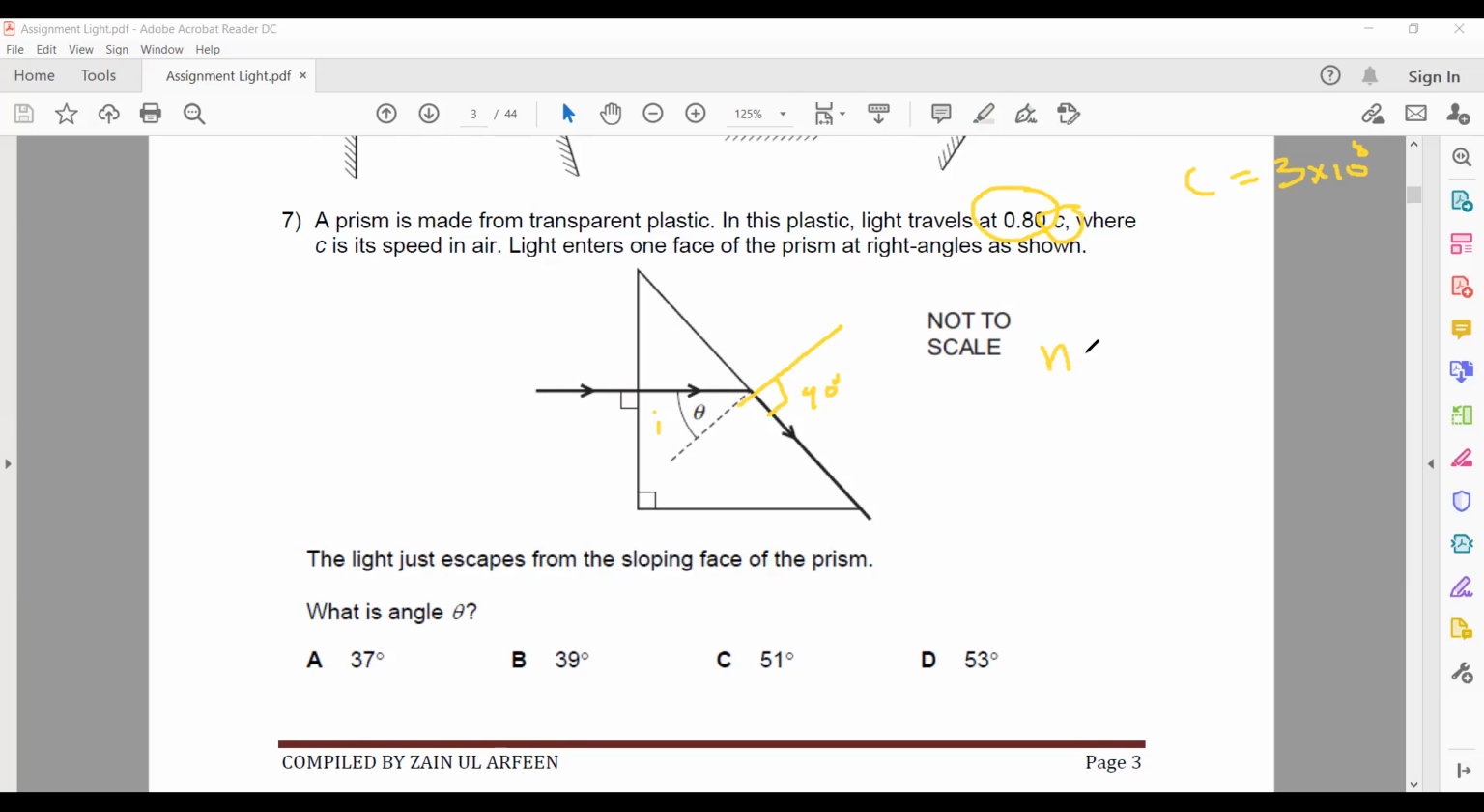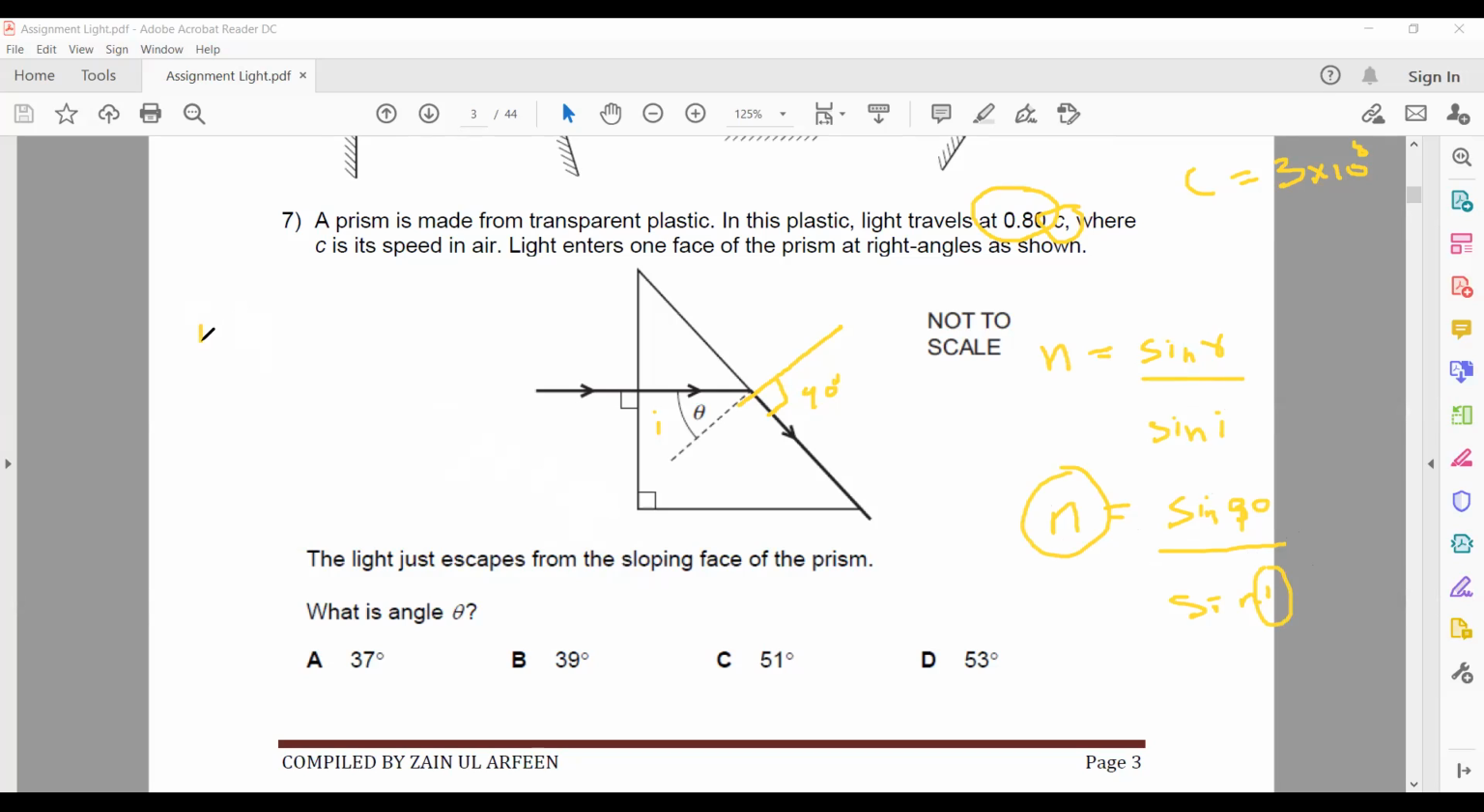So the refractive index is equal to sine r over sine i. Why am I using sine r over sine i? Because it is moving from glass to air, at this point. So n is equal to sine 90 divided by sine i. But I don't know the refractive index and I want to find this angle. So there are two unknowns. So first I have to find the refractive index. How can I find the refractive index?